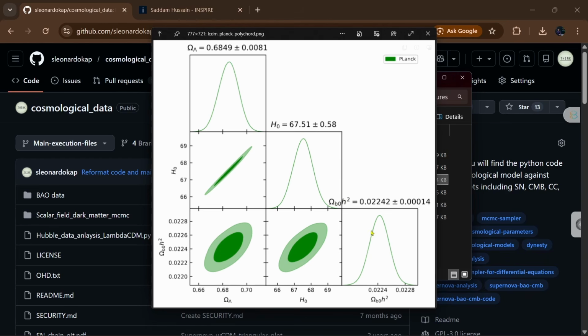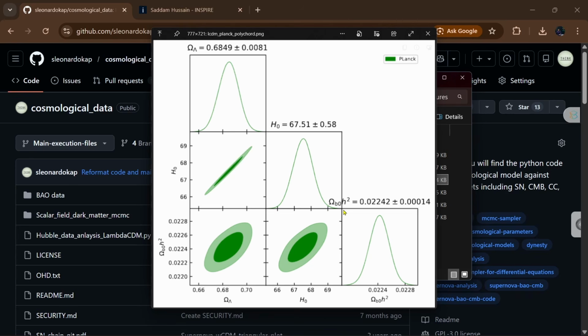And this is the baryon density, because once you are doing the Planck, you know that you can get the constraint on the baryon density, right? So this is omega b0, which is the baryon density. h squared is h0 over 100, right? So this is the constraint you will get.